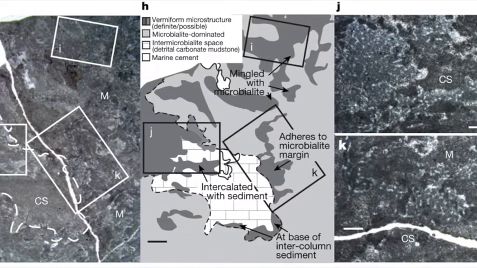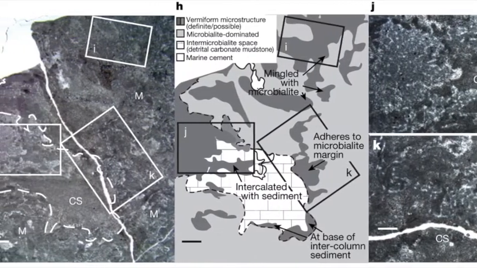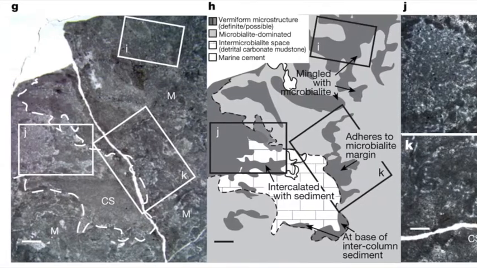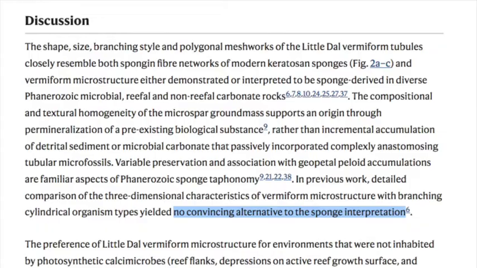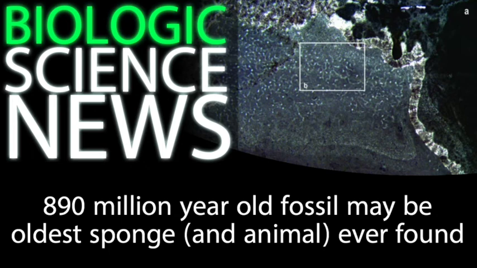The evidence indicates, by nature of the vermiform microstructures, that this is fossilized sponge tissue, as there is, quote, no convincing alternative to the sponge interpretation, unquote. There was also discussion of the lack of photosynthetic calcimicrobes in this habitat when it was active, and the lack of sponge fossils in areas where there were filamentous calcimicrobial reef activity. This would suggest that the sponges were perhaps unable to compete with the photosynthesizers at these reef habitats.